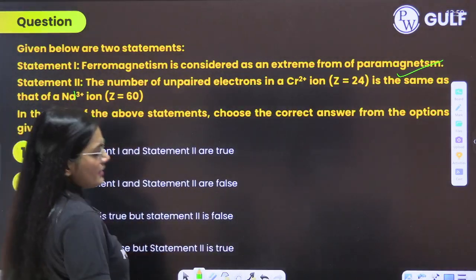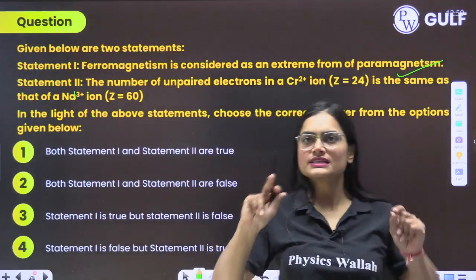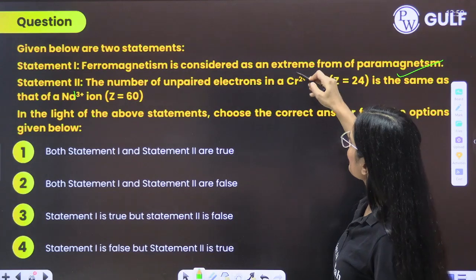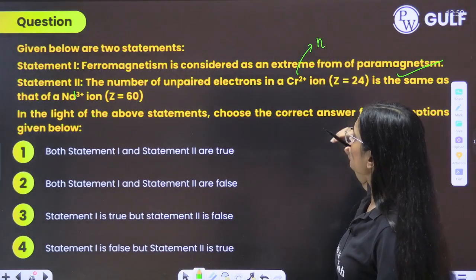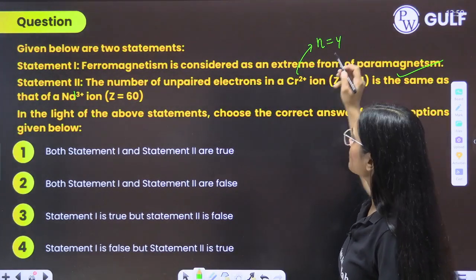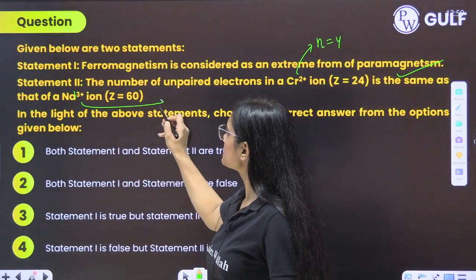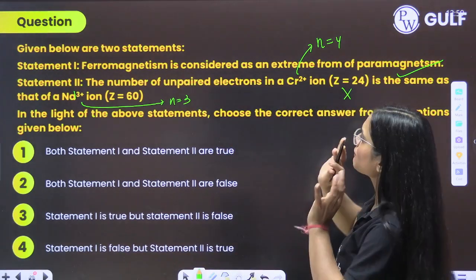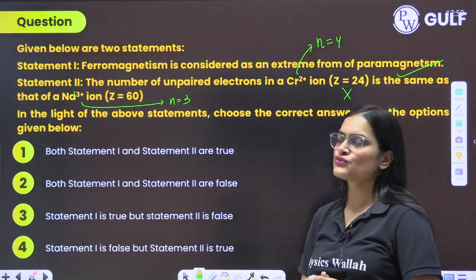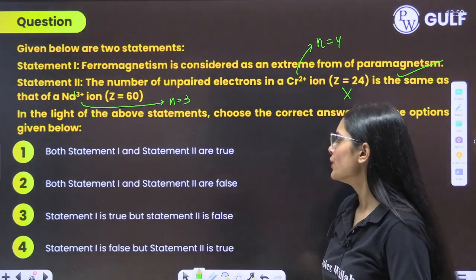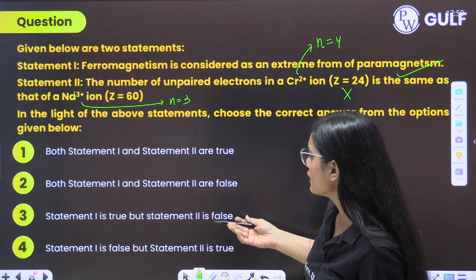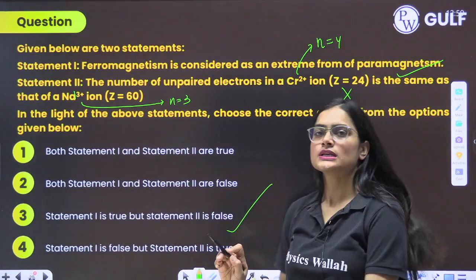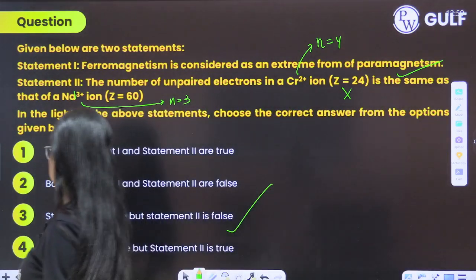Nd 3 positive ion. So this statement is not correct because the number of unpaired electrons in chromium plus 2 is 4 and the number of unpaired electrons in Nd plus 3 is 3. So they are not the same. This statement is wrong, but the first is correct. Statement 1 is true, second is false. So option 3rd here is the right answer. Next one.